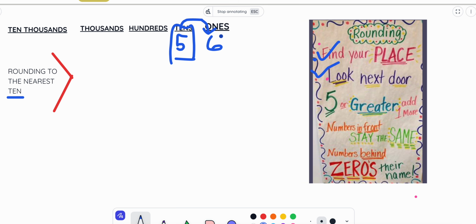Done. Is the number next door 5 or greater? Well, yes, 6 is greater than 5. So that means I need to add one more. Now remember, I'm not adding one more here. I'm adding one more to my place. That's what I'm looking at. So I'm going to add one more.